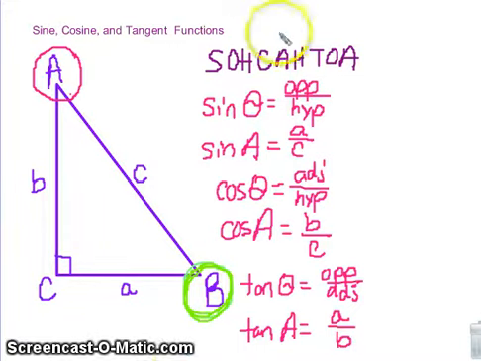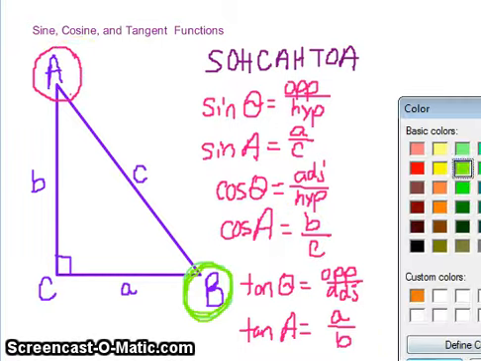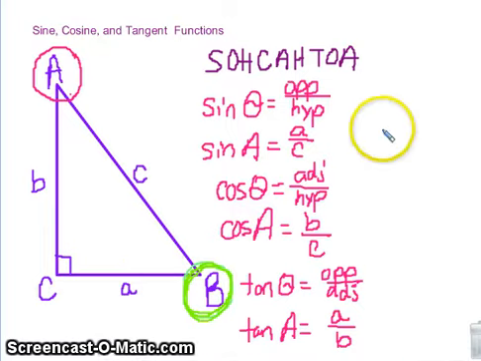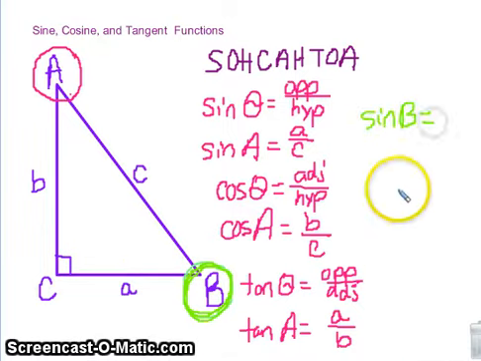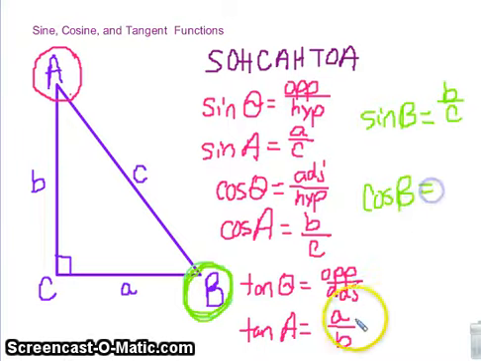Now, just as I can write all of my relationships, sine, cosine, and tangent of angle A, we can also write all of the relationships for angle B. Somebody tell me what the sine of angle B is equal to. Brian, what's the sine of angle B? Okay. The cosine of angle B, what do you get, Brooke?